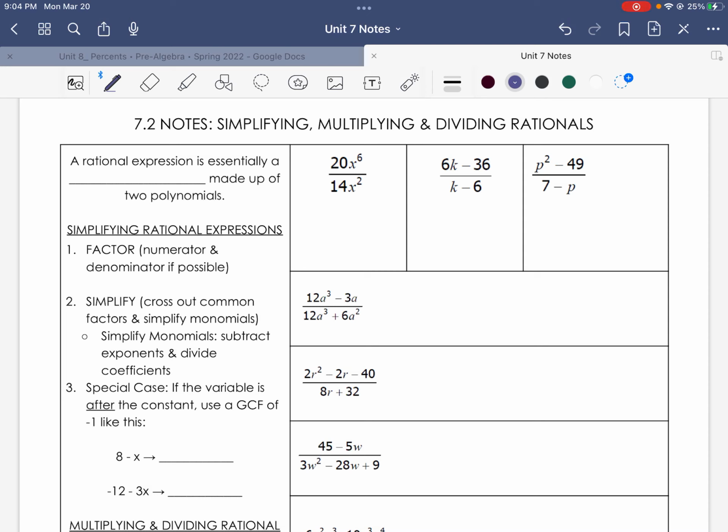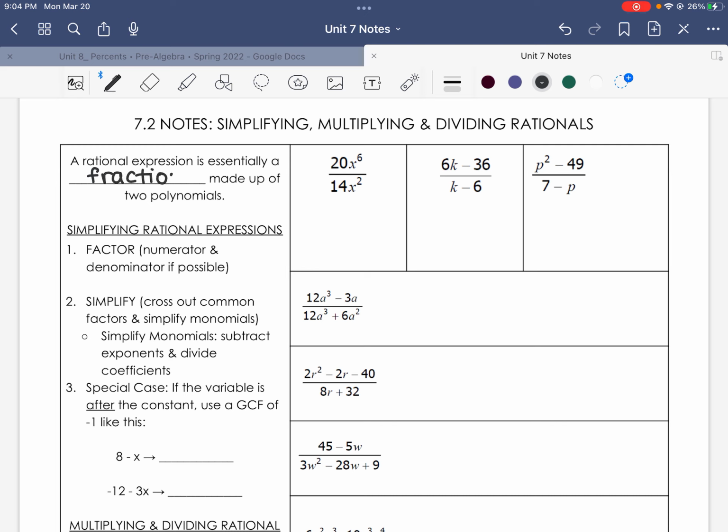Welcome to the 7.2 notes. Today we are going to learn how to simplify, multiply, and divide rational expressions. First things first, what is a rational expression? A rational expression is a fraction made up of two polynomials.